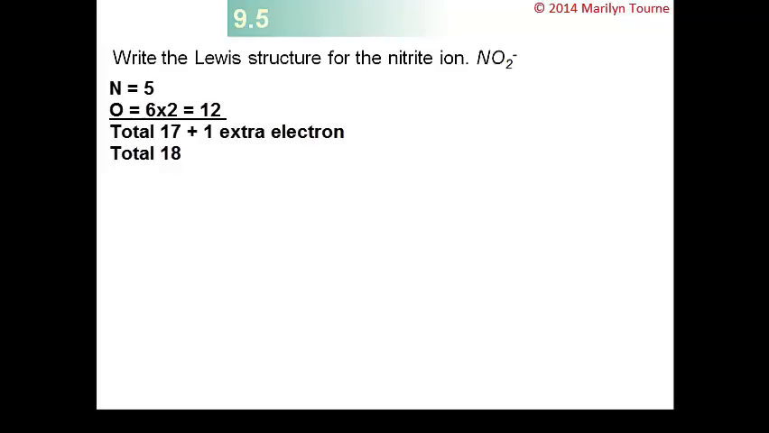Next, which one do we put in the center? It's going to be nitrogen because that's less electronegative than oxygen. So I would put a nitrogen and then 2 oxygens on either side. Next thing I do is draw a bond between each of those nitrogen and oxygen. That takes care of 4 valence electrons. I have 14 more to go.